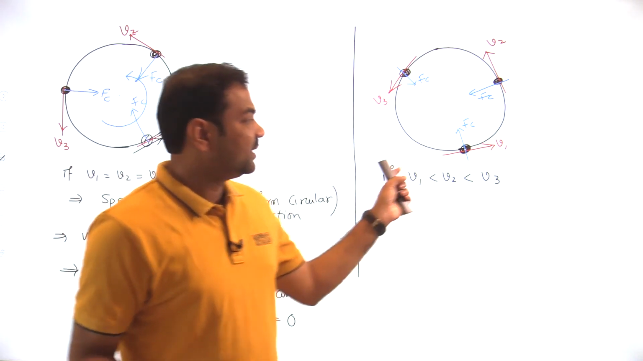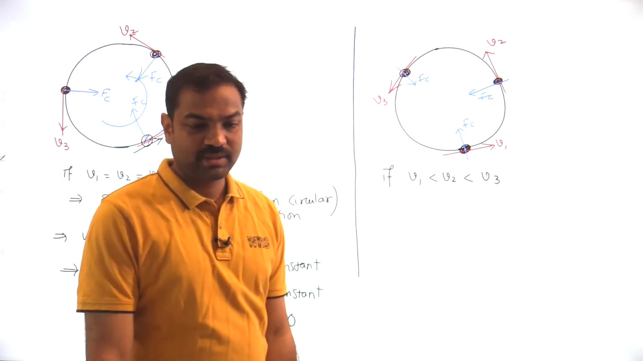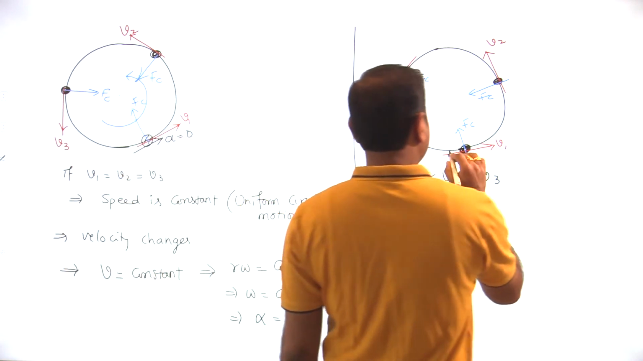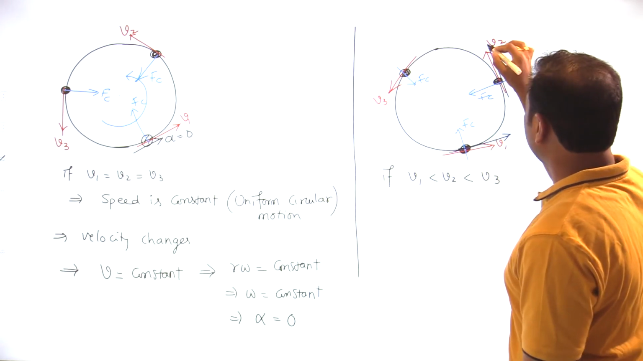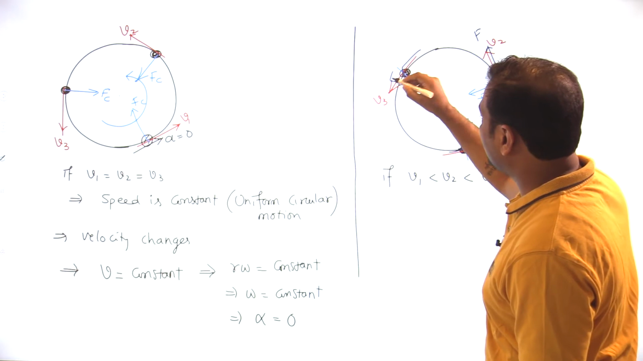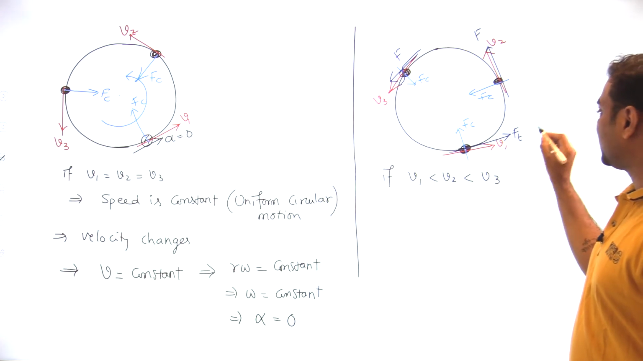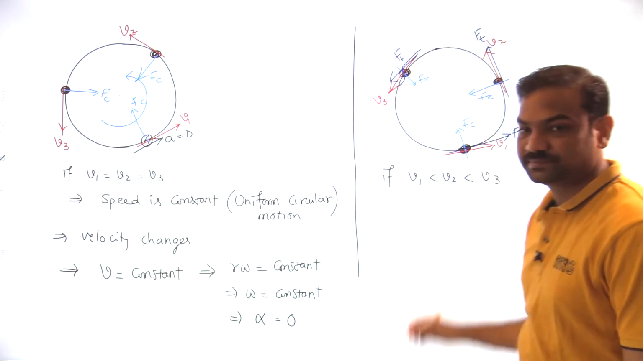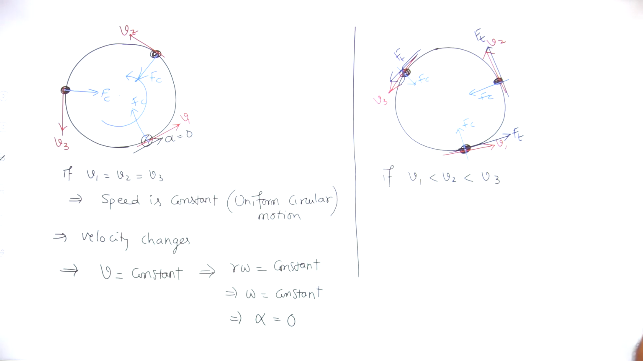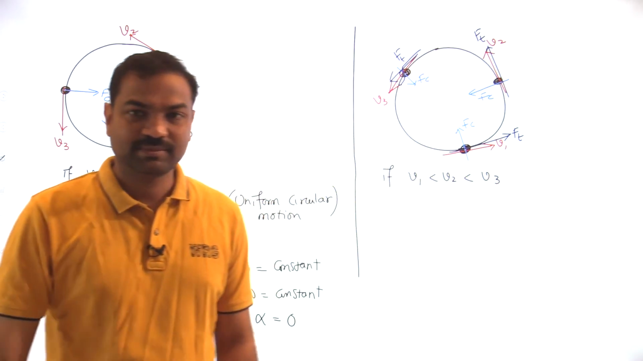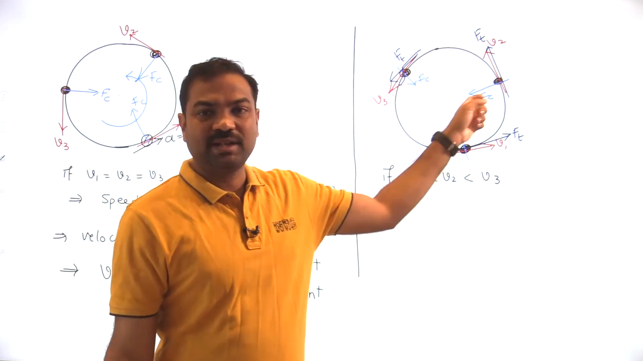Then who is changing the speed? Somebody should be there to change the speed. That means we need to apply a force along the tangent, in the direction of velocity. If force is acting along the tangent, what happens to speed? Tell me. Speed, increase or decrease? I am applying the force in the direction of velocity, that force is acting tangentially, so speed increases. So this tangential force is responsible for the increase in speed along the tangent. Got it? To increase the speed, centripetal force has nothing to do.